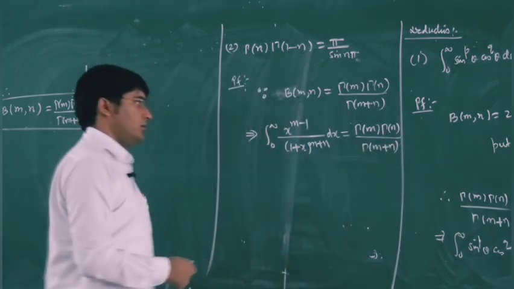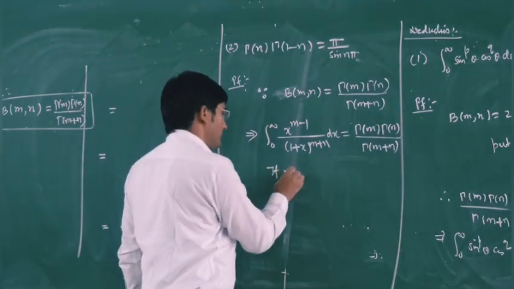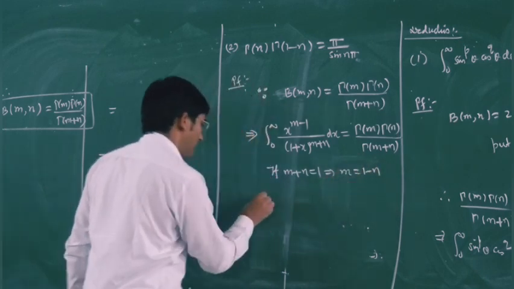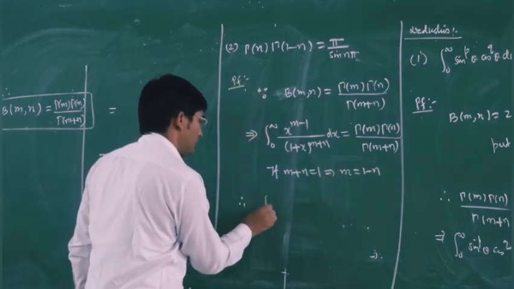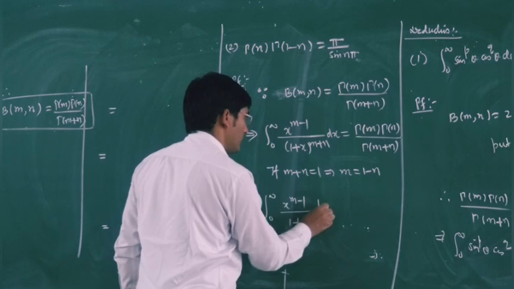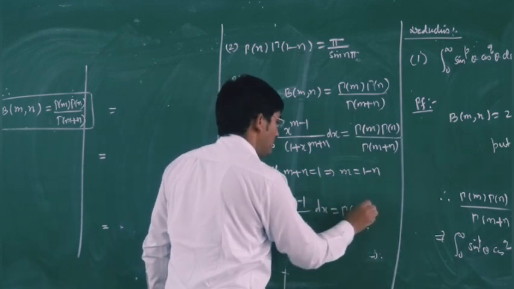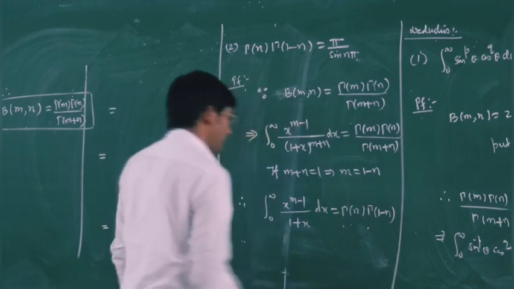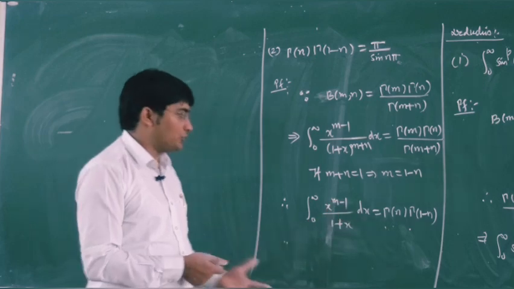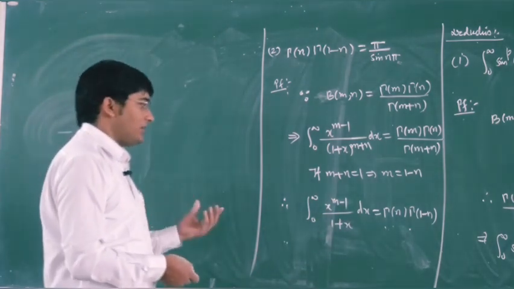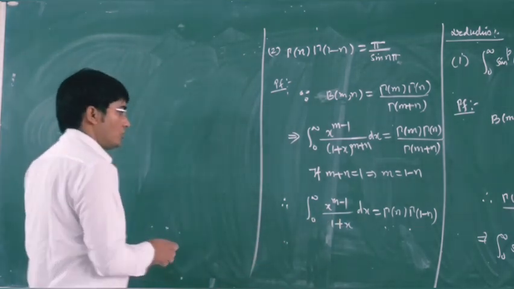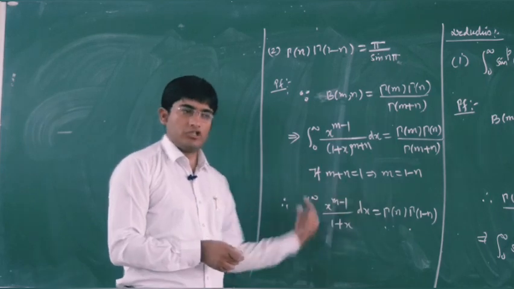Now, if we put m plus n equal to 1, then our m will be 1 minus n. So in the left hand side we have the integral from 0 to infinity x power m minus 1 upon 1 plus x dx equal to gamma n into gamma 1 minus n. Now, here the value of this integral is equal to pi upon sin n pi, and it can be easily proved with the help of the conjugate integration, that means with the help of the residue. So I am not giving you the proof of this integral.